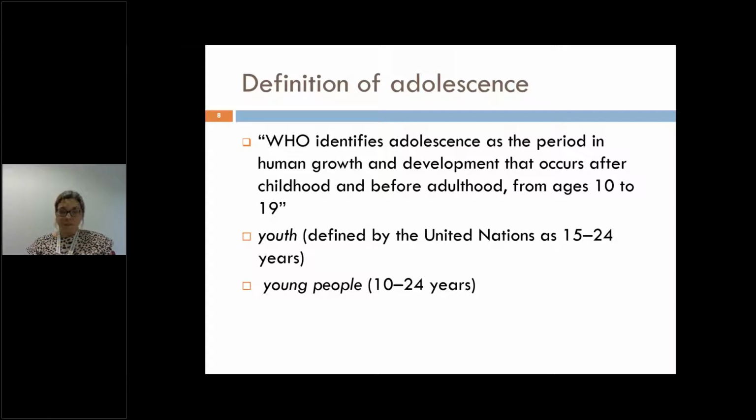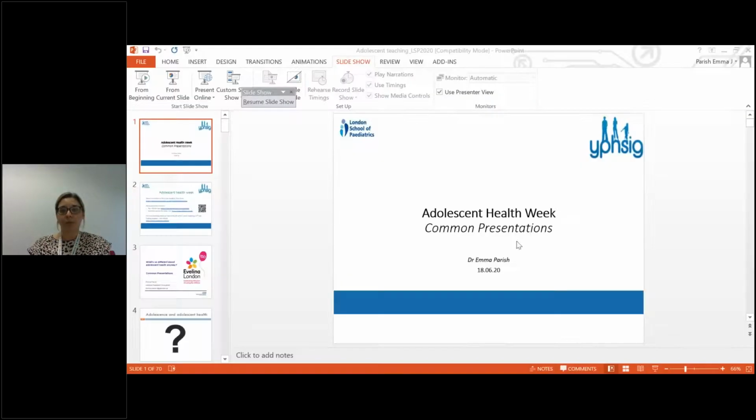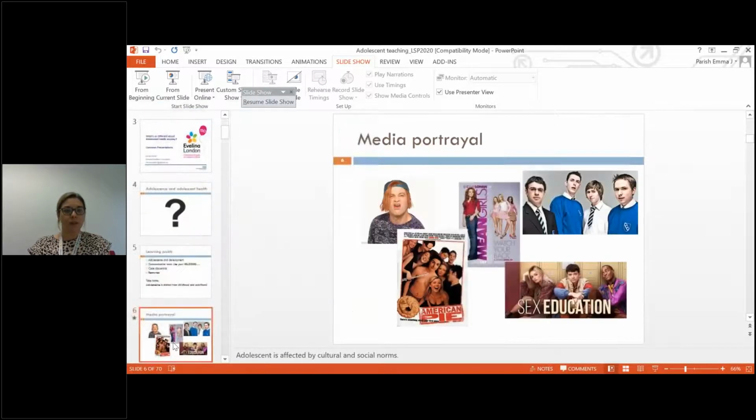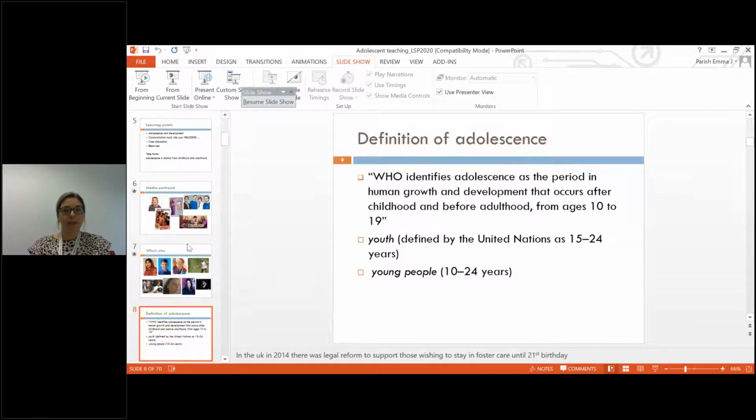So we know there are different definitions, and there's been a little bit of a debate about what classifies as paediatrics, what's adult health, who goes where in A&E. But really, adolescence is this defined period of childhood before adulthood, and the WHO defines that as up to 19. But then youth from the United Nations is defined much more broadly, from 15 to 24.